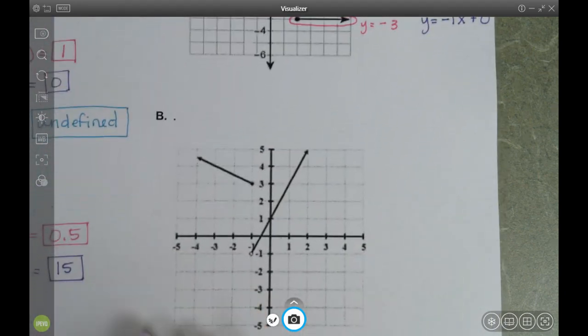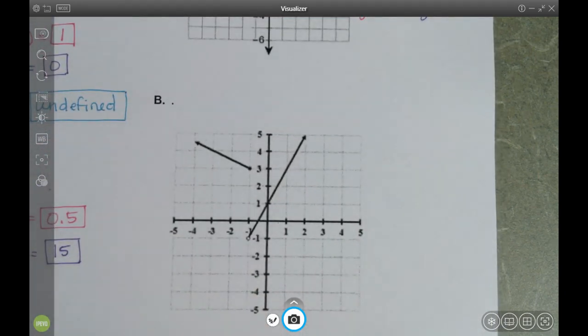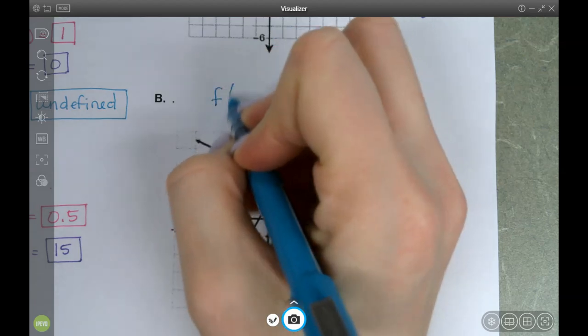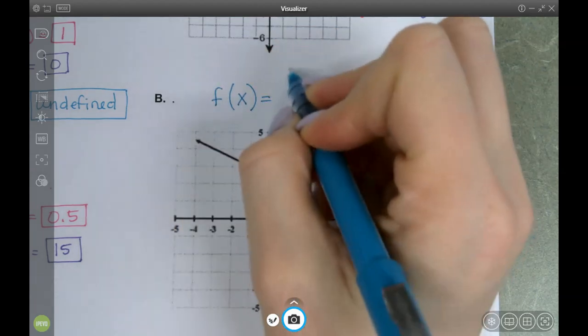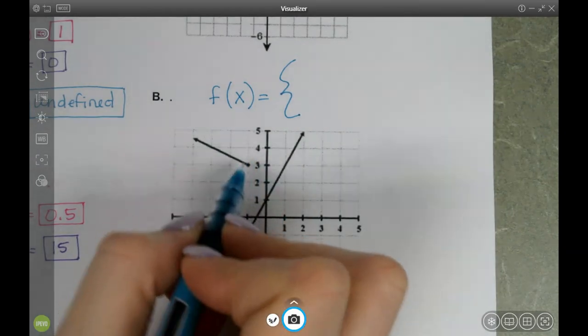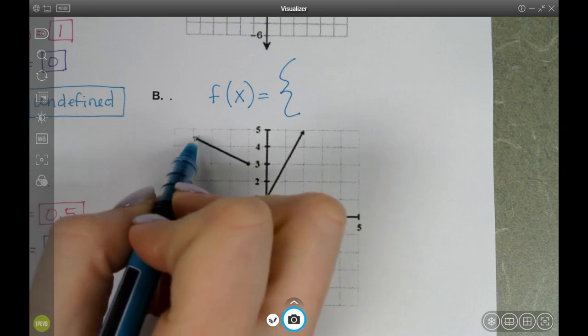All right, part B. How many pieces do I have this time? 2. Are either one of them horizontal? No, sadly. All right, so one piece at a time. Let's look at this piece right here.